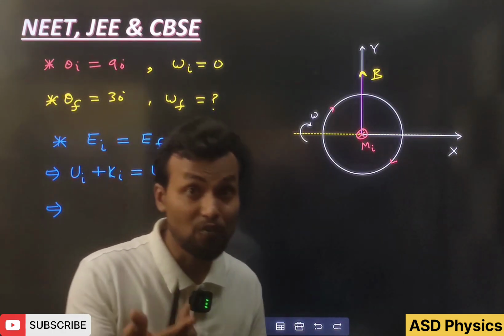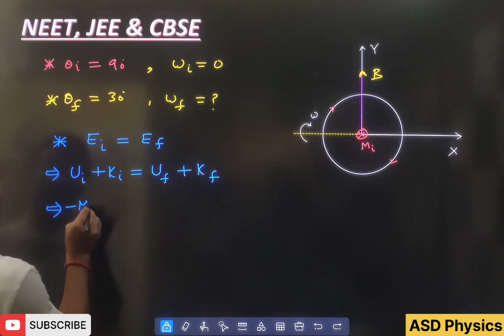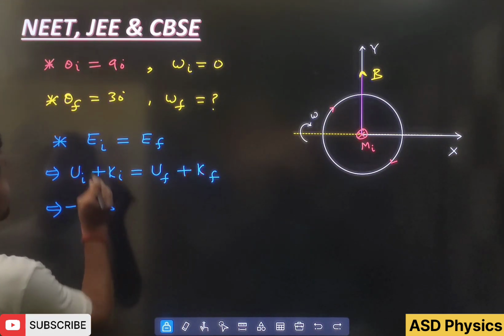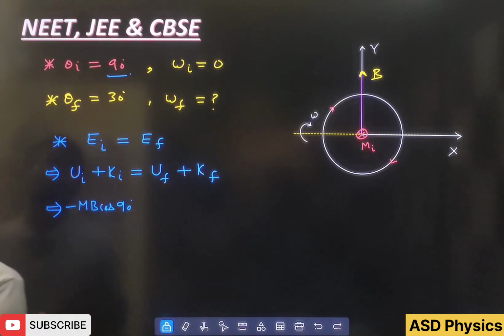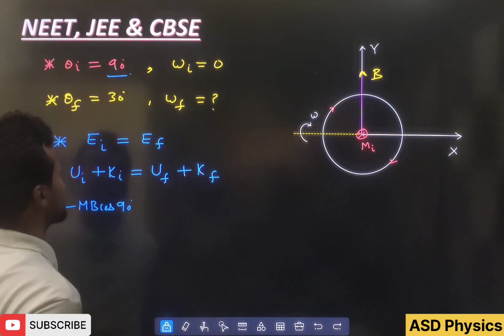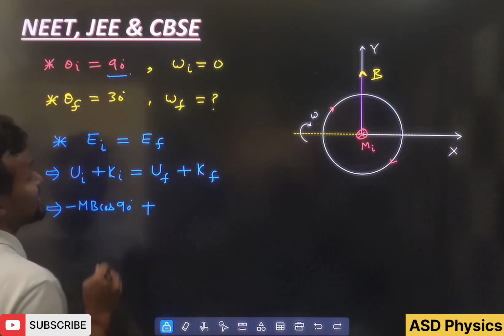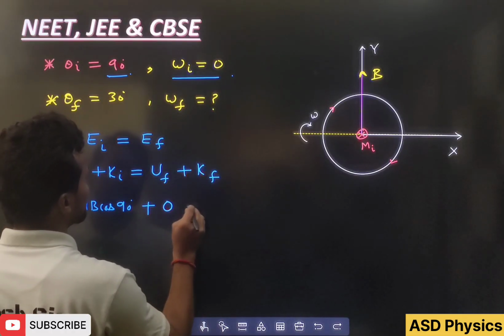Okay. Now let's see. Initial potential energy formula: minus MB cos of the angle. How much angle is there initially? 90 degrees there, see, cos 90. And anyhow, magnetic moment M is there, magnetic field B is there, not a problem, no? Because M and B are not going to change here, because current is fixed anyhow. And plus, what is the initial kinetic energy? You can see very well, initially angular speed is 0, so kinetic energy is also 0.